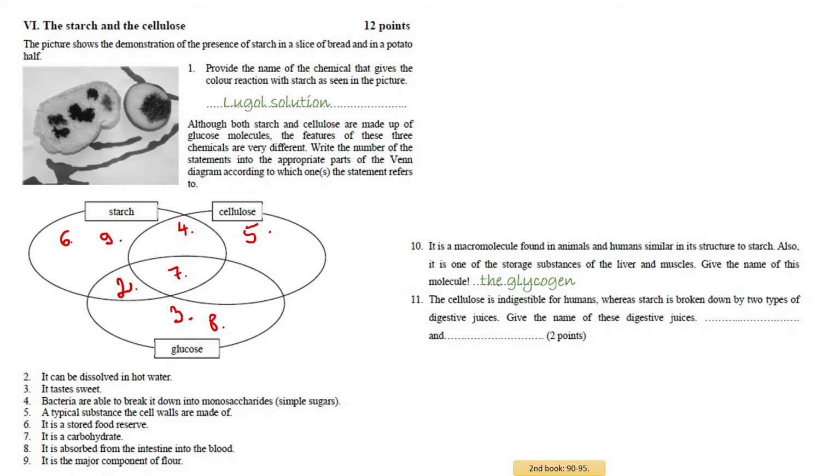The cellulose is indigestible for humans, whereas starch is broken down by 2 types of digestive juices. Give the name of these digestive juices. Okay, so the first one is the saliva, and the second one is the pancreatic juice.